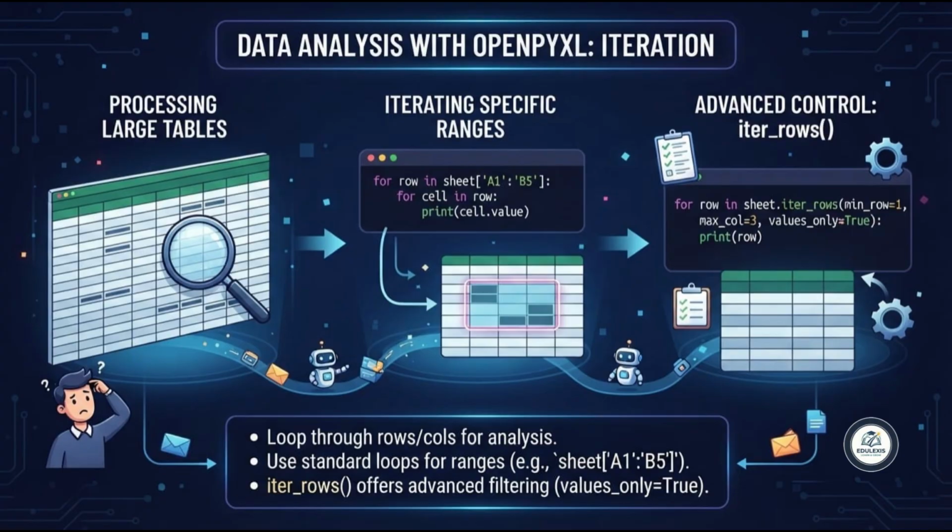When working with large tables, we often need to loop through rows and columns to process or analyze the data. Openpyxl makes iteration intuitive. Using standard Python loops, we can iterate through specific cell ranges like for row in sheet["A1:B5"] and unpack each cell's value. Alternatively, sheet.iter_rows gives us advanced controls to loop through rows with value-only filtering. This is extremely useful when building automated data validation scripts.